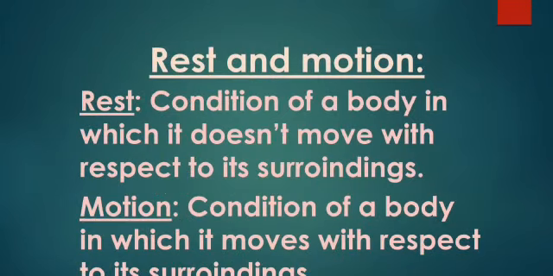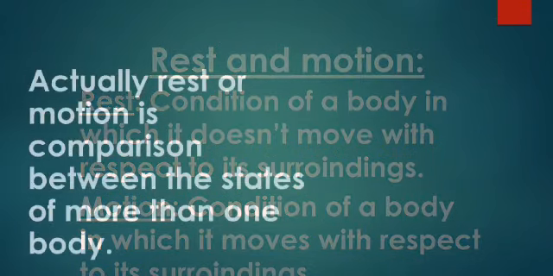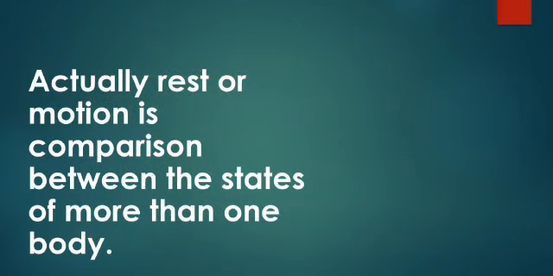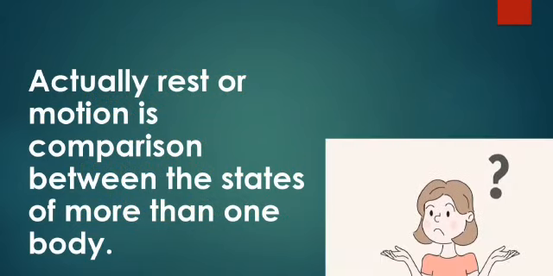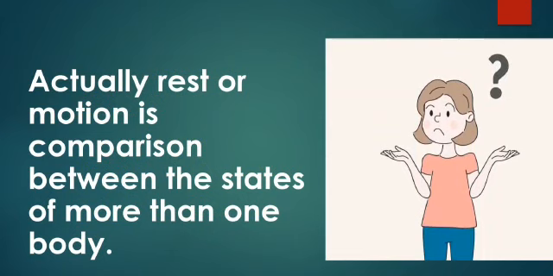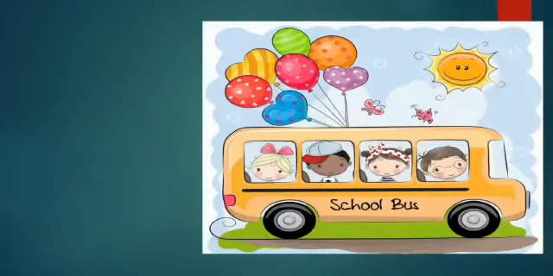Students, rest is the condition of a body in which the body doesn't move with respect to its surrounding, while the condition of a body in which it moves with respect to its surrounding is the state of motion. Here the word surrounding is very important. Actually, rest or motion is a comparison between the states of more than one body. Confused? Let's have a look at this example.